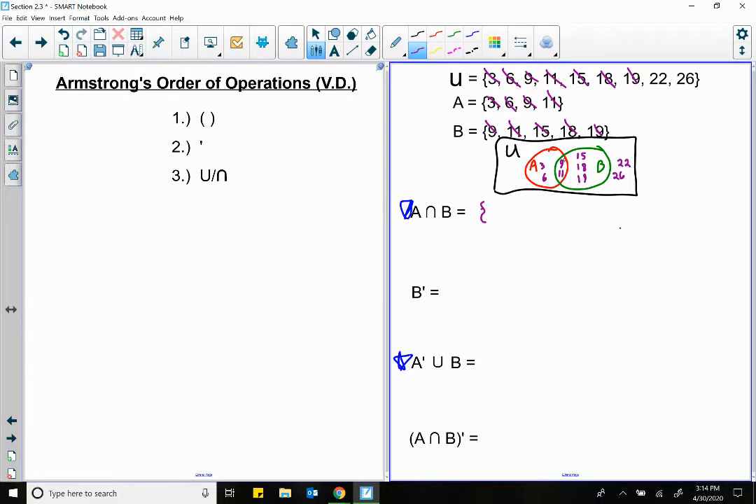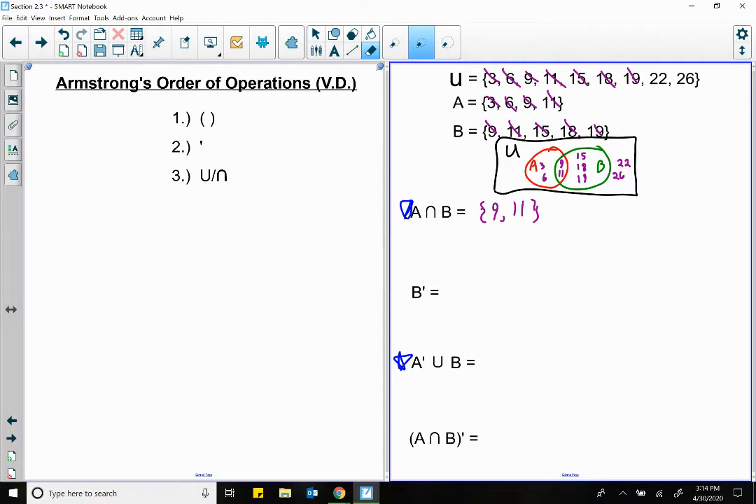So here it is. The roster, or the answer, will be 9, 11. And again, it doesn't matter the order, but I do like to put stuff in order when it comes to numbers. So 9, then 11. And there's the answer. That's all they're looking for. Okay? Now, let's take a look at this third one right down here.